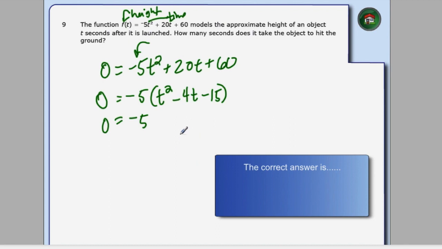Same thing as the last problem. Now try to factor that. So you'd have t and t. Okay, and what multiplies to be negative 15 is 5 and 3. And that's about it.